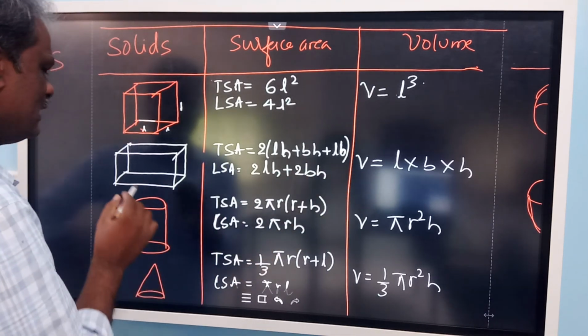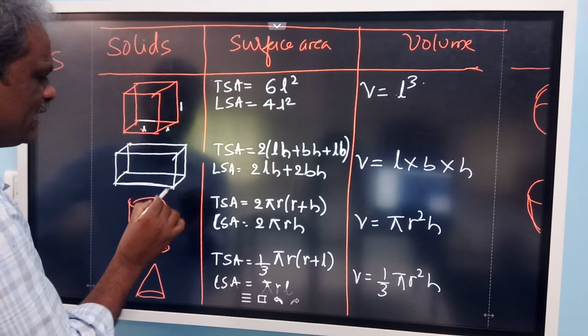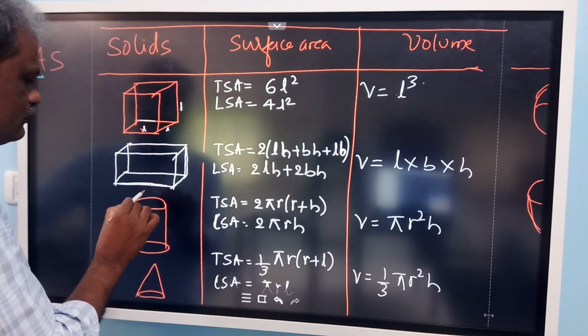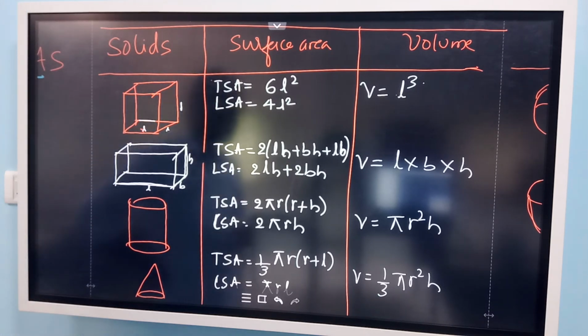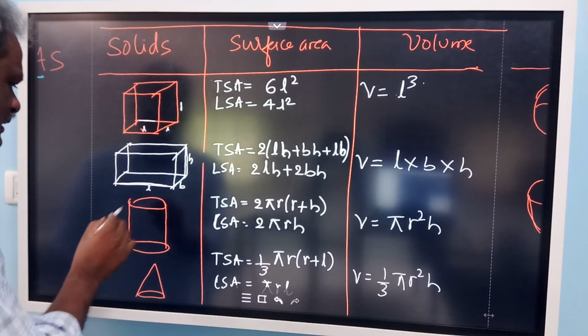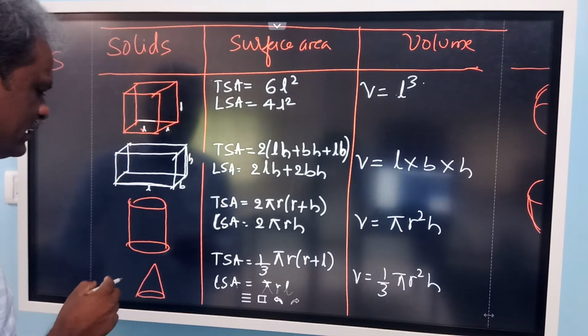Volume of this is length into breadth into height. This is L, this is B and this is height. L into B into H gives you the volume. Then the third one is a cylinder.